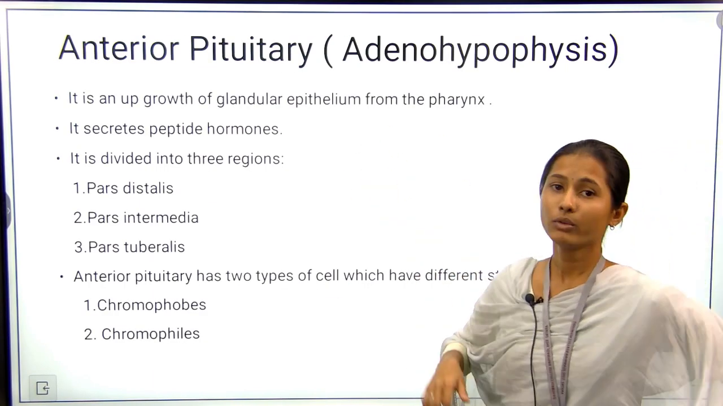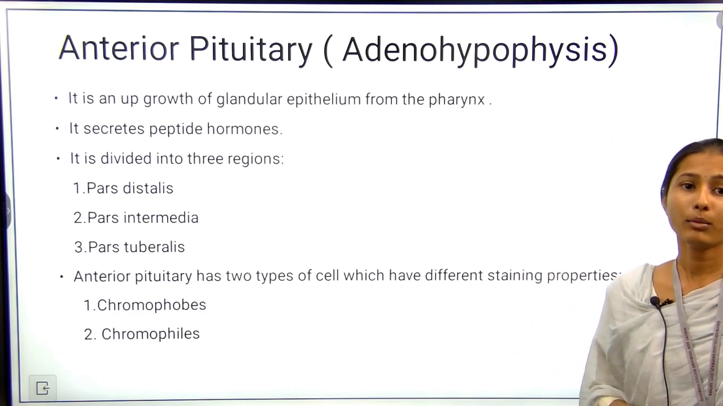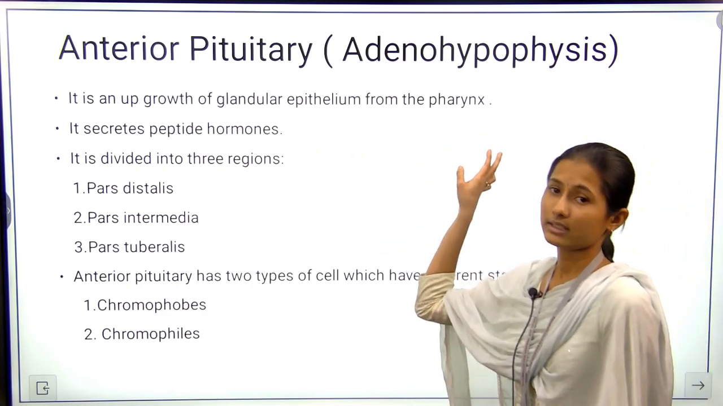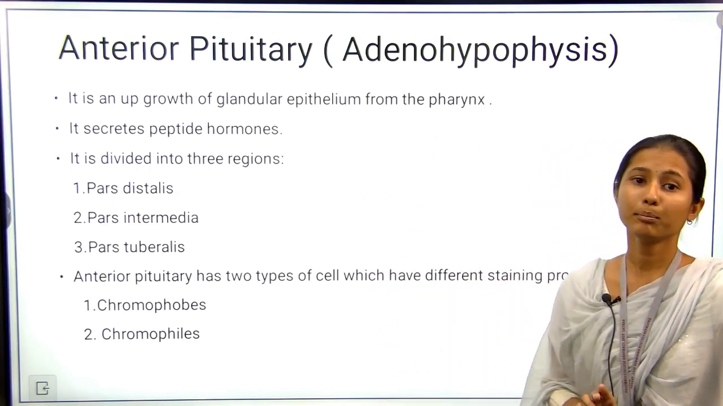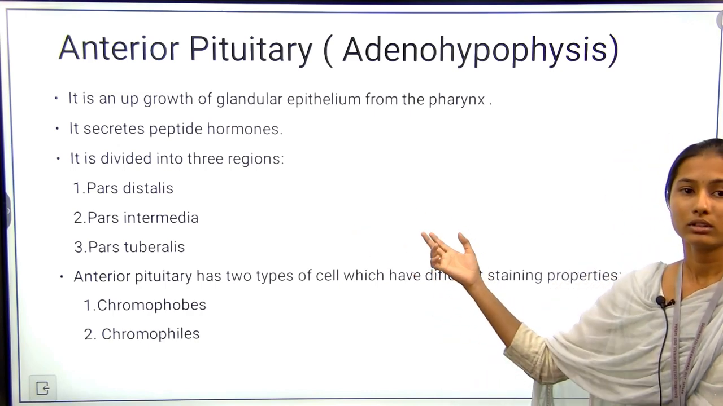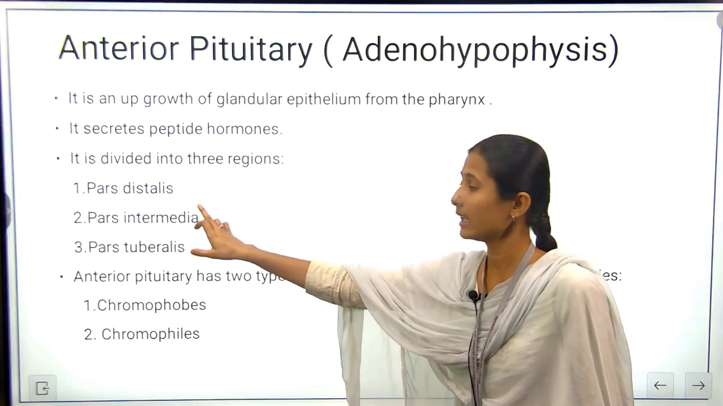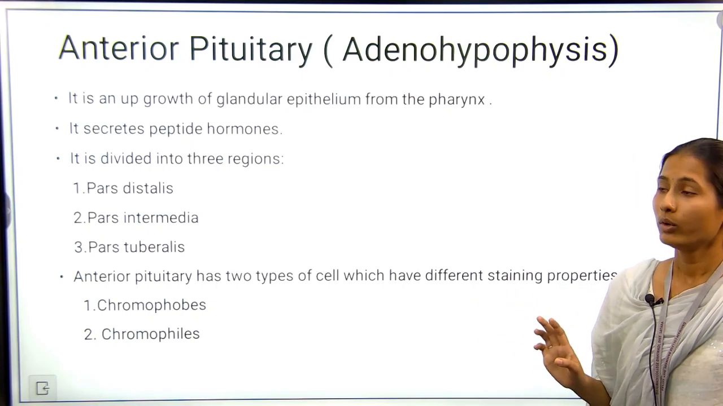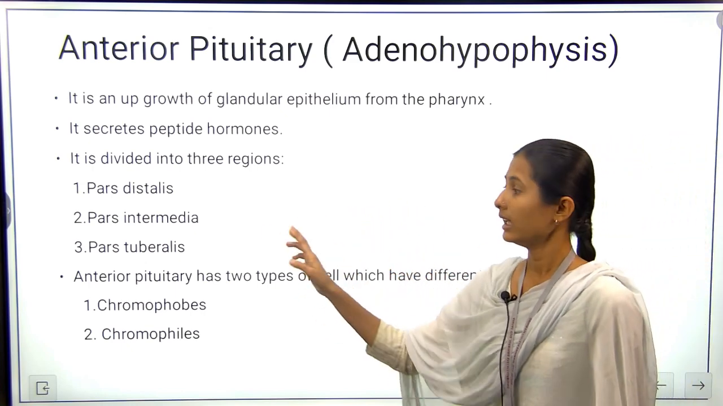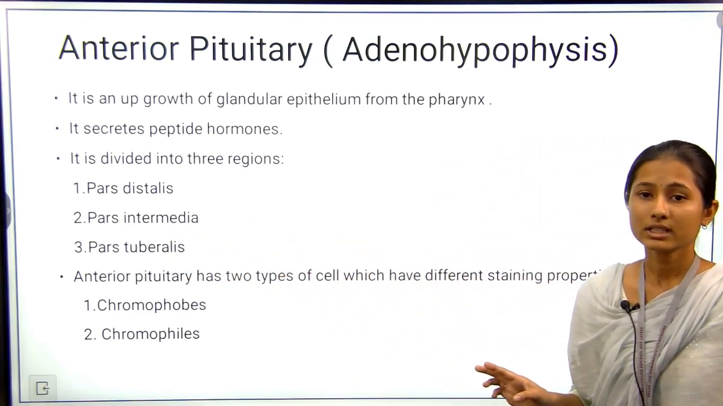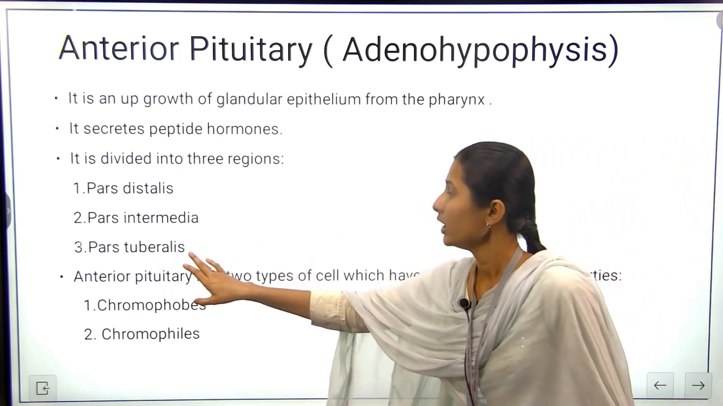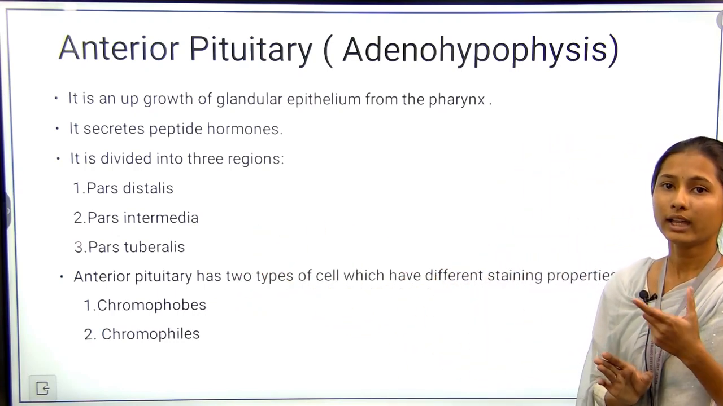Next, the anterior pituitary, also known as the adenohypophysis. It is an upgrowth of glandular epithelium from the pharynx; the cells originate from the pharynx. It secretes peptide hormones, all hormones of the anterior pituitary being in peptide form. It is divided into three parts. First is pars distalis, the major part of the anterior pituitary, where we will discuss the different types of cells which produce hormones. The next is pars intermedia, the middle portion between the anterior pituitary and posterior pituitary. Then pars tuberalis, which is the stalk part of the anterior pituitary.